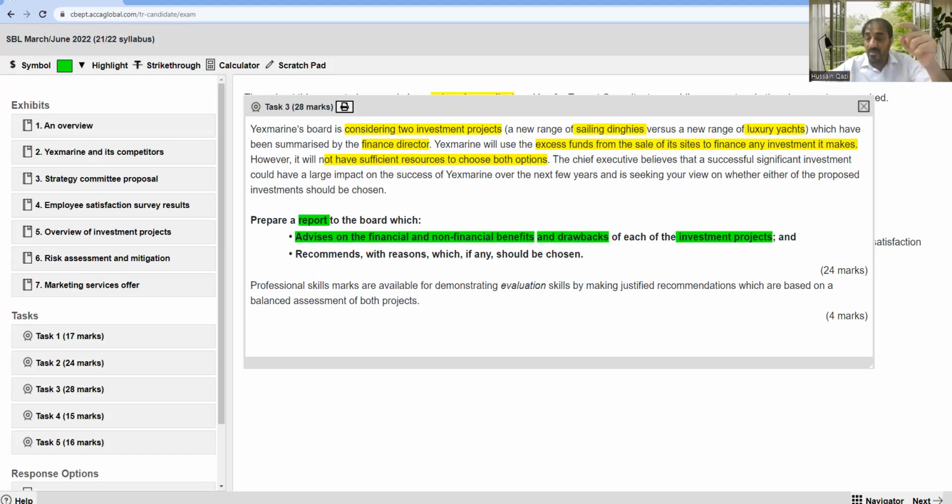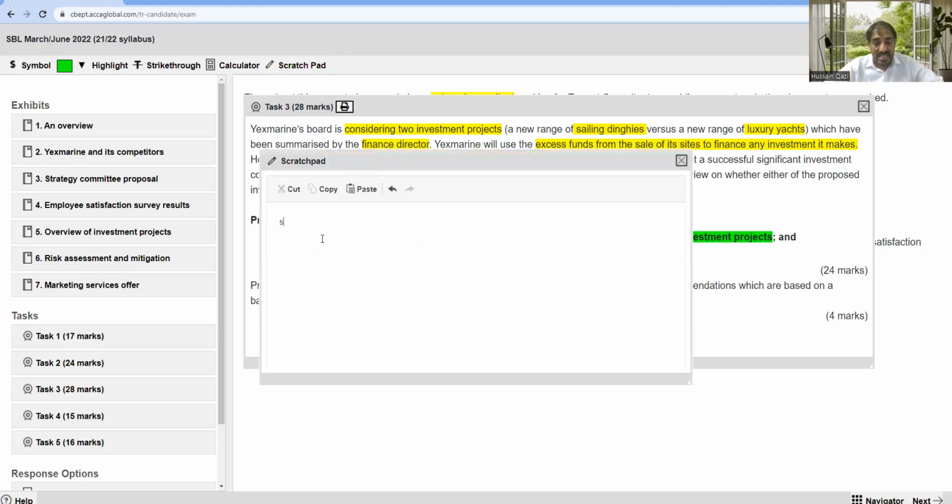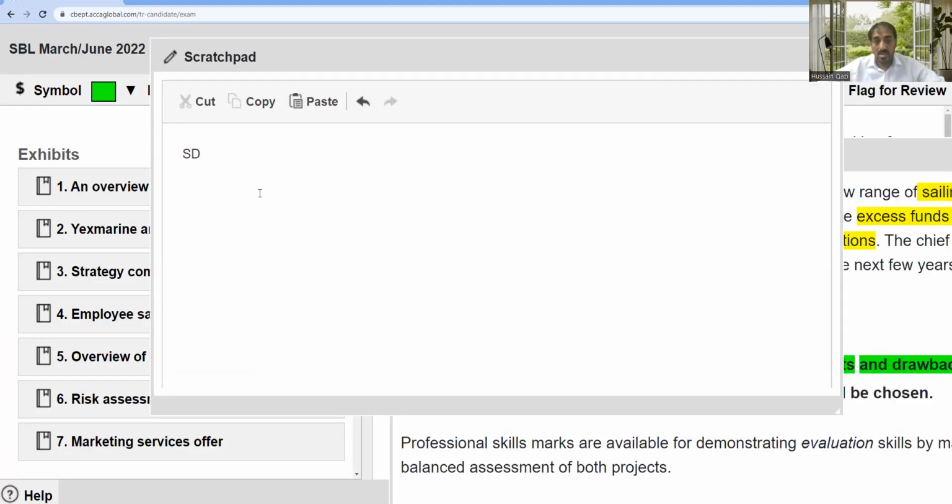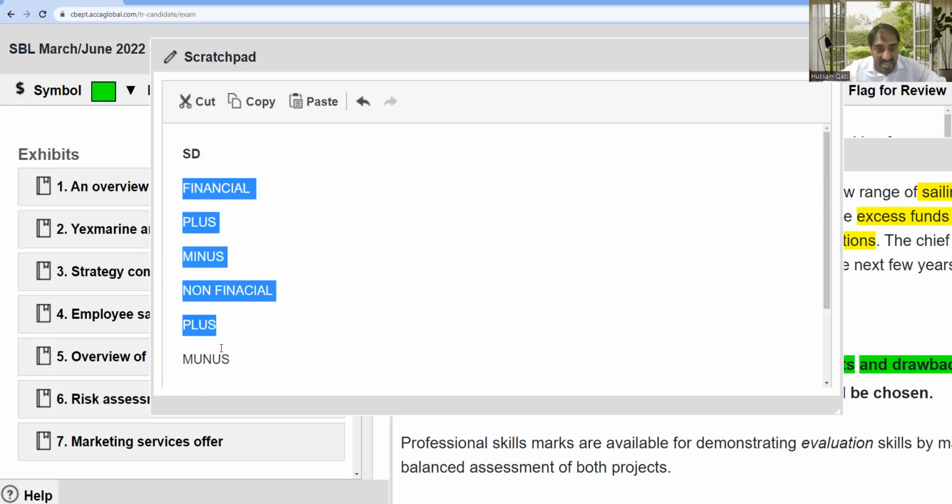For two projects. So for example, project number one, that is sailing dinghies. So what should we do? Prepare your mind. Financial factors, non-financial factors: financial plus points, financial minus points. I mean plus benefits, minus drawbacks. Plus factors non-financial, minus factors non-financial. For SD, sailing dinghies. Then yacht. Once again, same things.